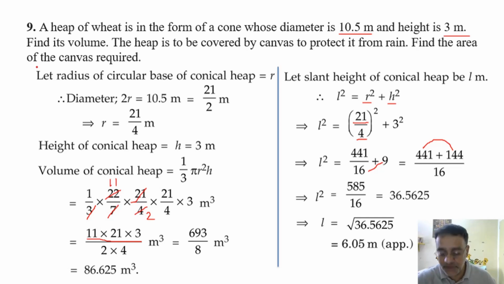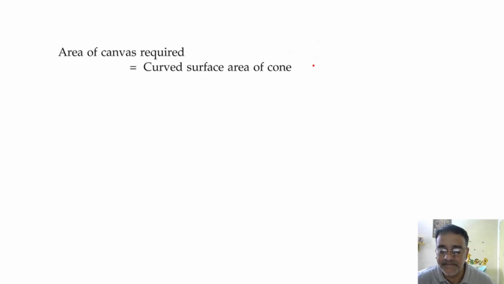Okay, so you should not use a calculator. You have to find it by using the division method. So we are getting approximately 6.05 meter. Now let us move towards the canvas, area of canvas required. And just now we discussed that it is equal to the curved surface area of the cone. What is the formula of curved surface area of cone? Pi r l.